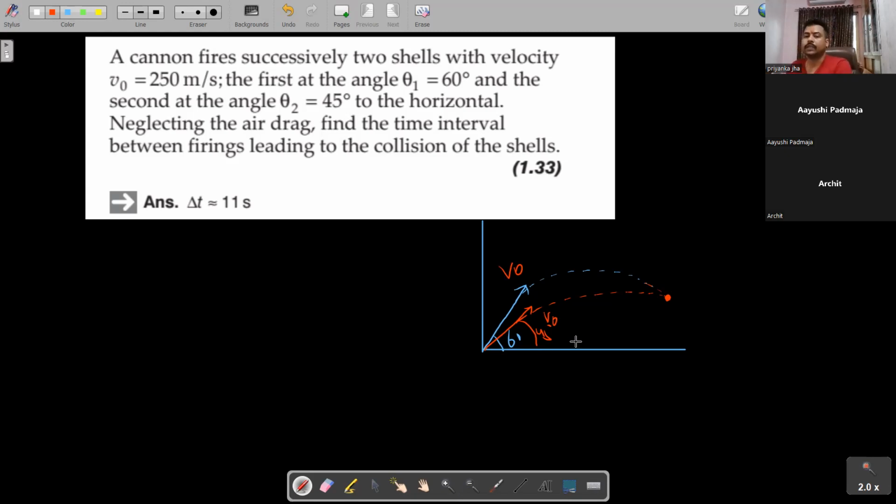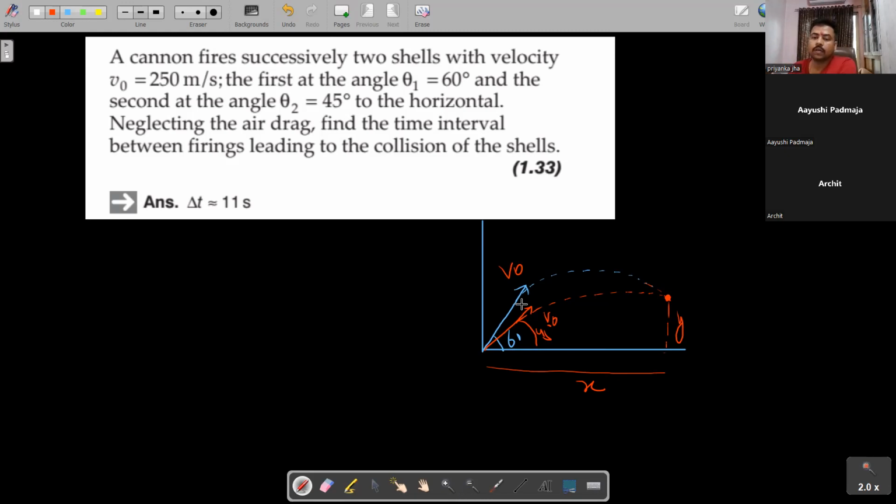So what we will do is, see, at this point we can see that these two shells are colliding. It means that at this moment, both the balls will have the same x displacement and the same y displacement, isn't it? So both the shells will have the same x and y displacement.